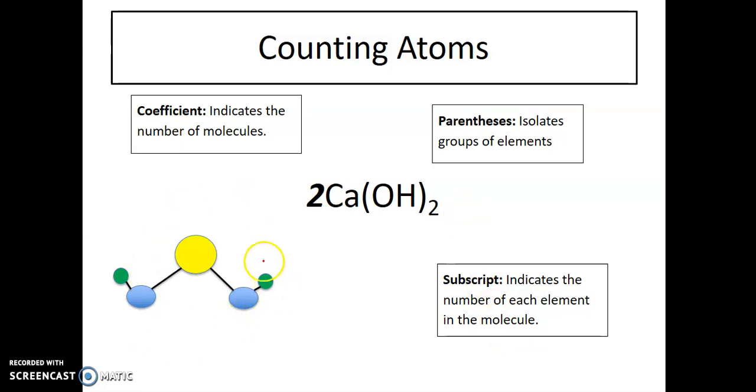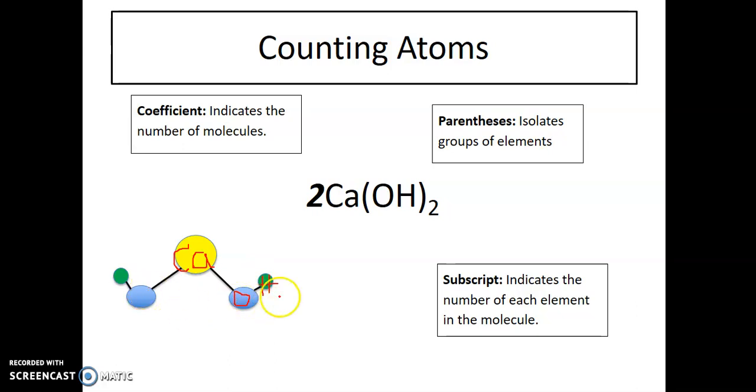So this is an example of 1 molecule of calcium hydroxide. The yellow circle is calcium. Oh my God. It's very difficult to write with this. Thank you for being patient. The blue is going to be an oxygen. And the green is going to be H for hydrogen.